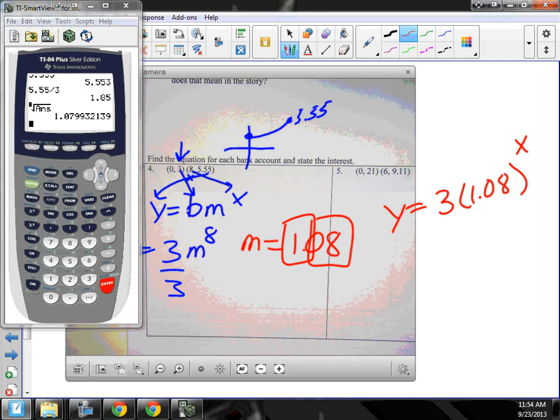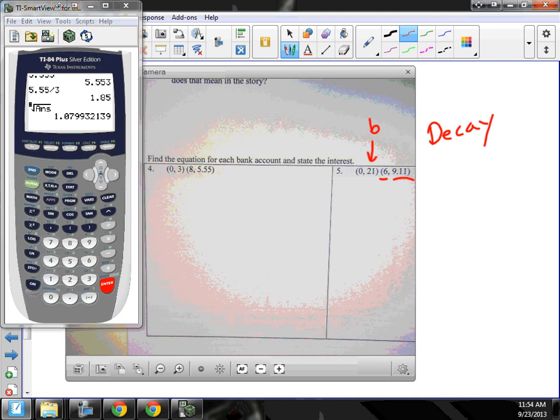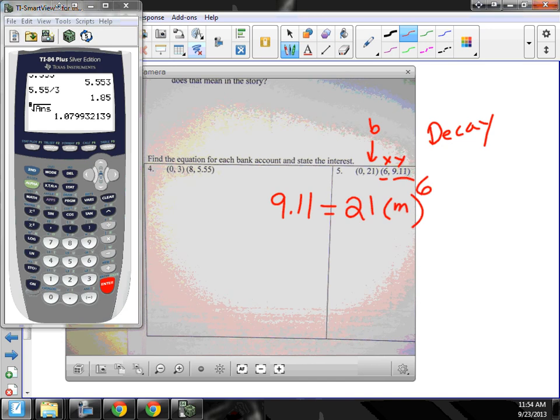All right, let's do number 5. Number 5 has a b value of 21, and you see that 6 years later we have $9.11, which means this is an exponential decay. A decrease. We're losing money. And whenever we lose money, we call it exponential decay. So I fill in the values for x, y, and b. 9.11 equals my b value, which is 21, times my unknown m, and I'm going to raise that to the 6th power. So I divide by 21.